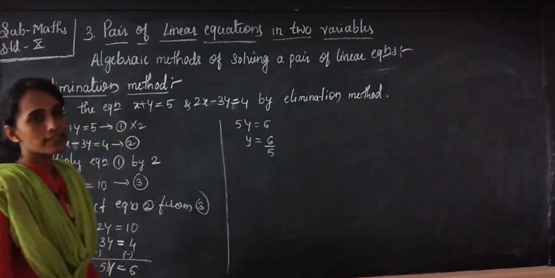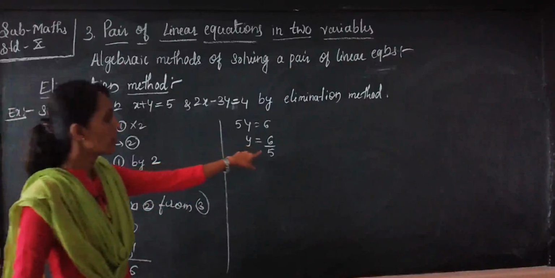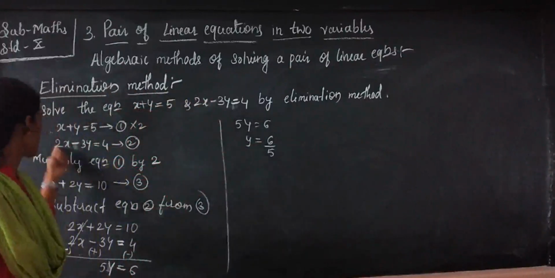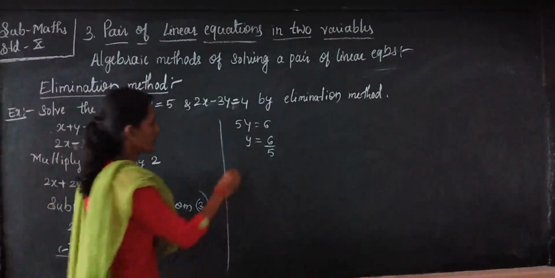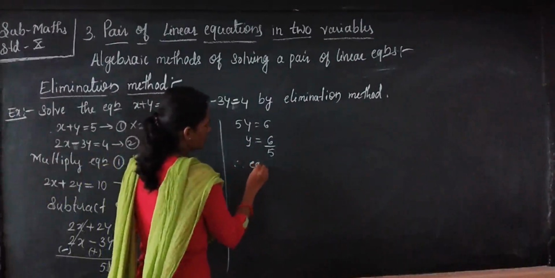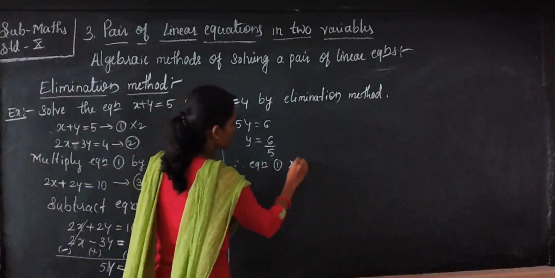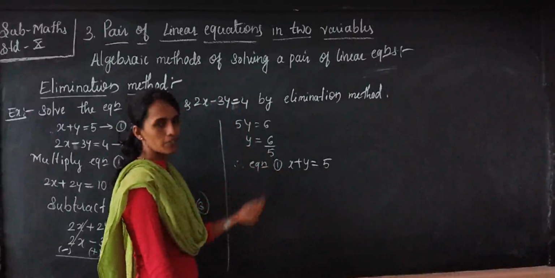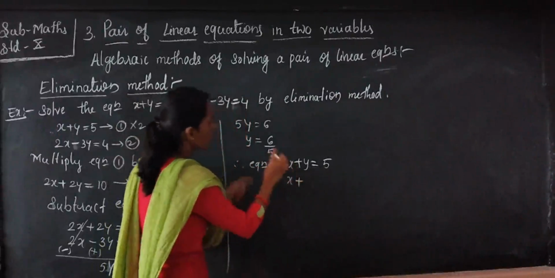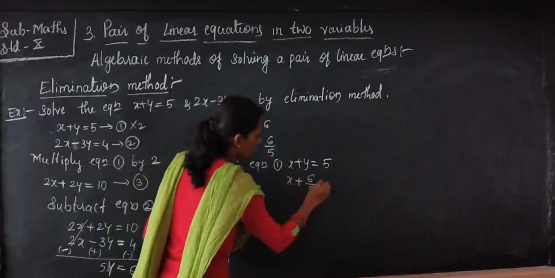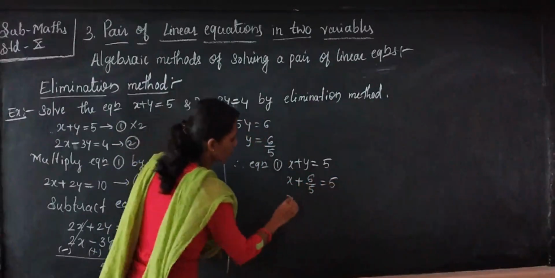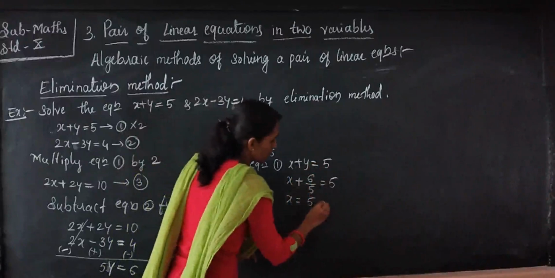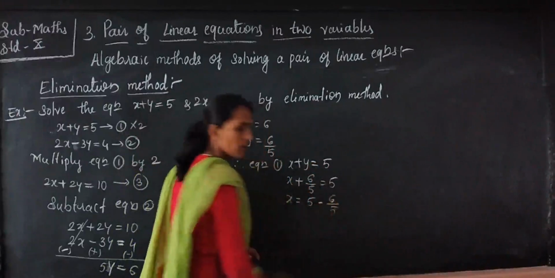To find the value of x, we have to put the value of y in any one equation, equation 1 or equation 2. First we will consider equation 1, which is x plus y is equal to 5. Substitute the value of y in equation 1. x stays as it is, plus y which is 6 by 5, is equal to 5. Therefore x is equal to 5 minus 6 by 5, when we take plus 6 by 5 to that side.